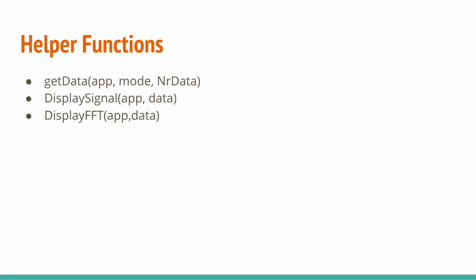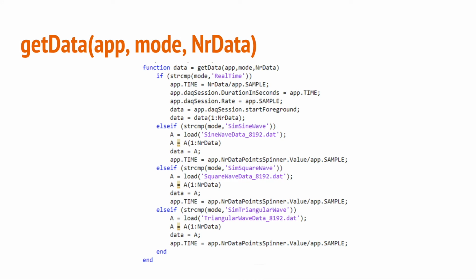Moving on, the helper functions that you saw in the previous slide are where all the math and plotting comes from. I'll go through getData, display signal, and display FFT in detail. So the getData function is similar to its name. It gets the data based on what the user inputs for the NR data and the mode.